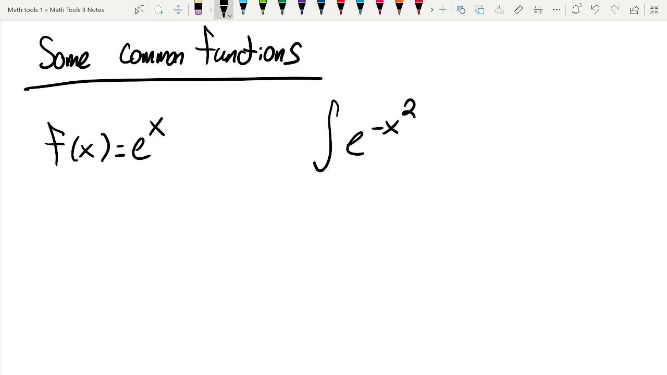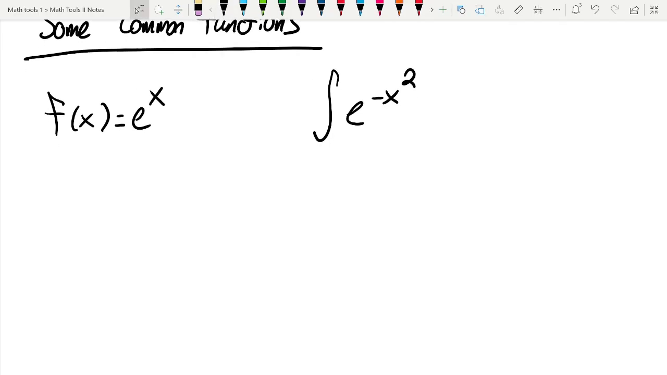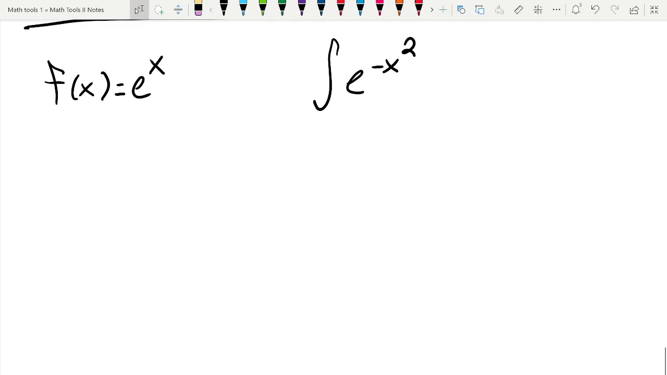So we can instead use the series representation of it in order to get an approximation. Just like we did with the power series before, we take the Taylor series for e to the x, sub in the negative x squared, and then we can just use however many terms we want and integrate those terms instead. We'll go through that process in the next video. For now, we just want to look at the Taylor series of some of these common functions.